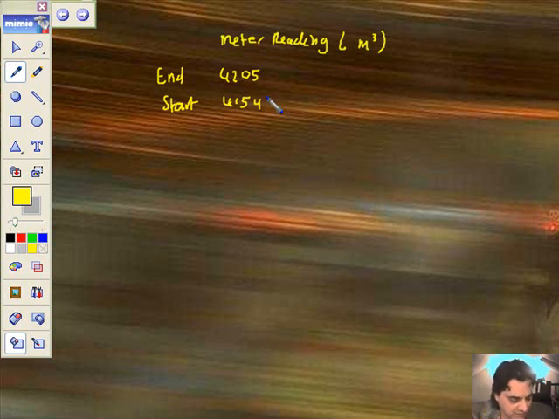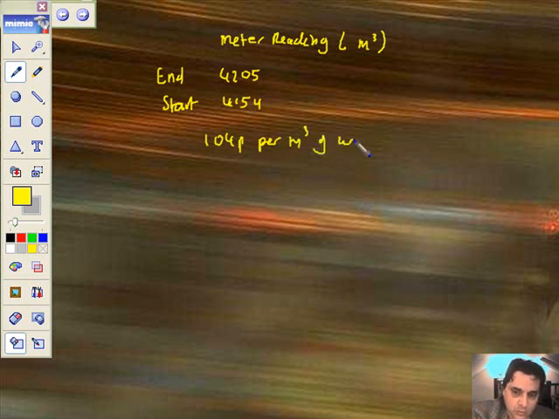The meter readings at the start and the end of a 3-month period is shown, so it's a quarterly bill about to come. Water costs 104p per cubic meter, so 104 pence per meter cubed of water. That's what the question's about. And find the cost of the water used in this period of time. Well, let's work out how many units of water are used. So 4205, that's at the end. 4154. That's at the beginning.